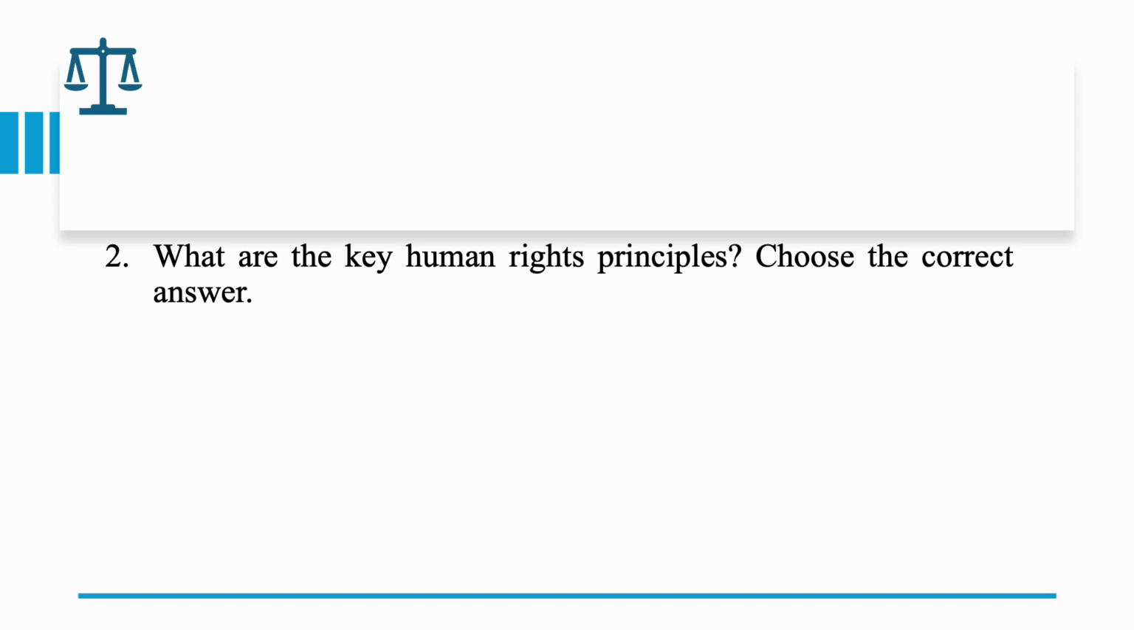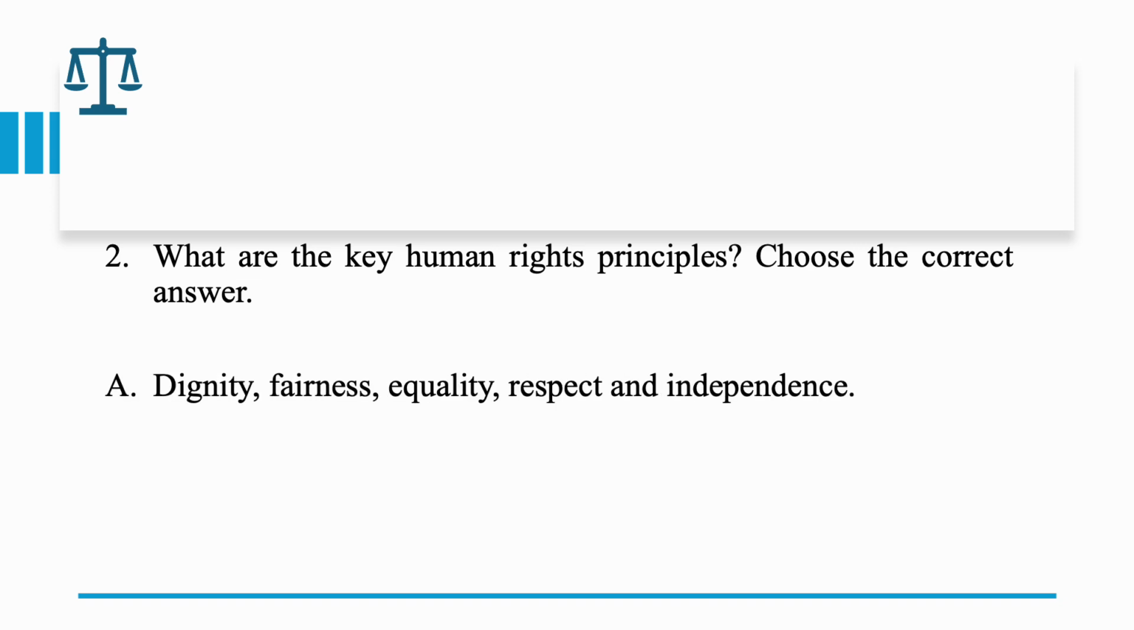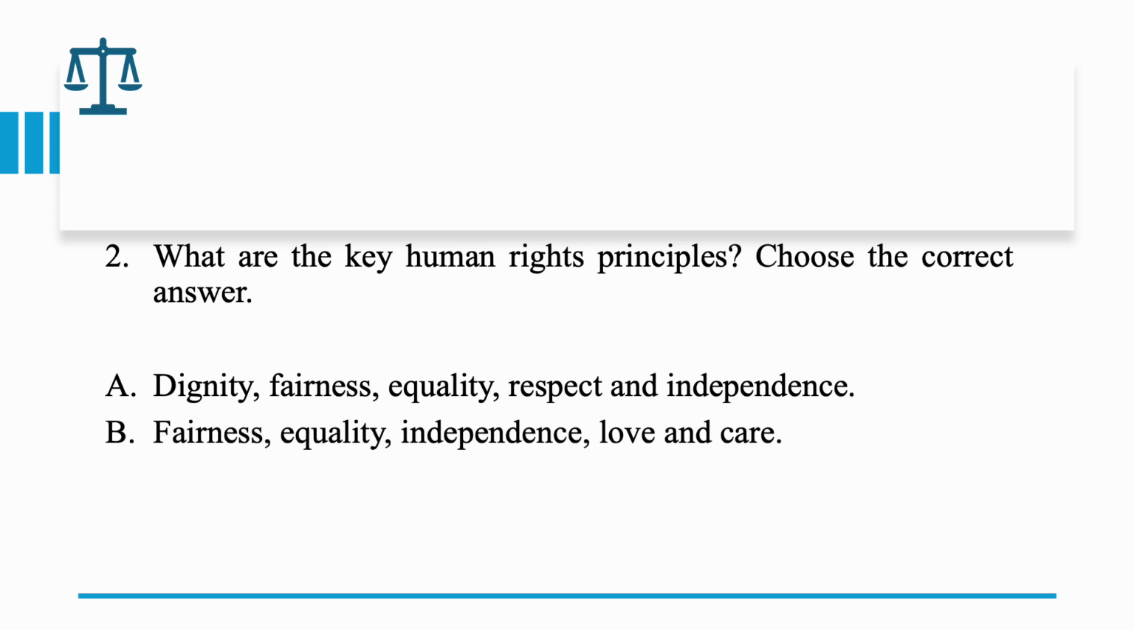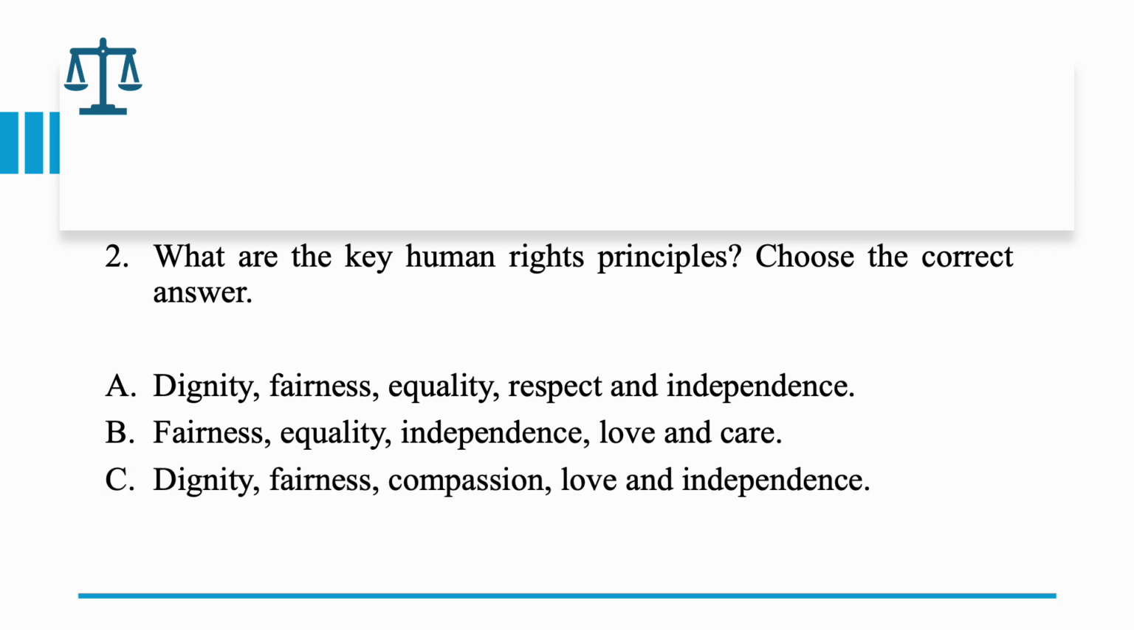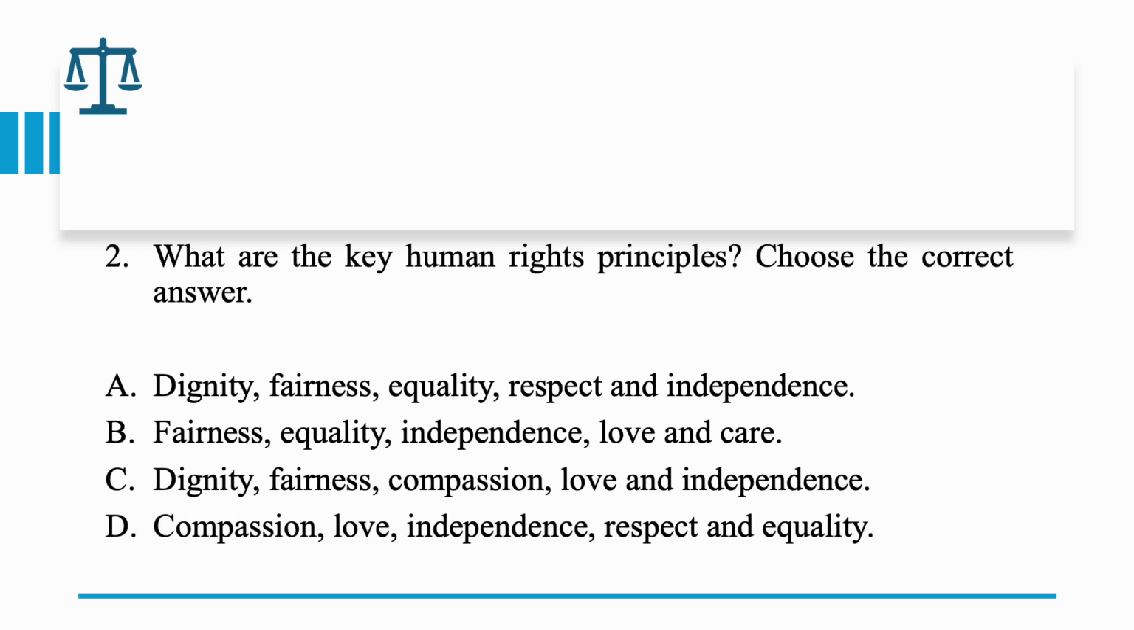Question number 2. What are the key human rights principles? Option A. Dignity, fairness, equality, respect and independence. Option B. Fairness, equality, independence, love and care. Option C is dignity, fairness, compassion, love and independence. And option D is compassion, love, independence, respect and equality.